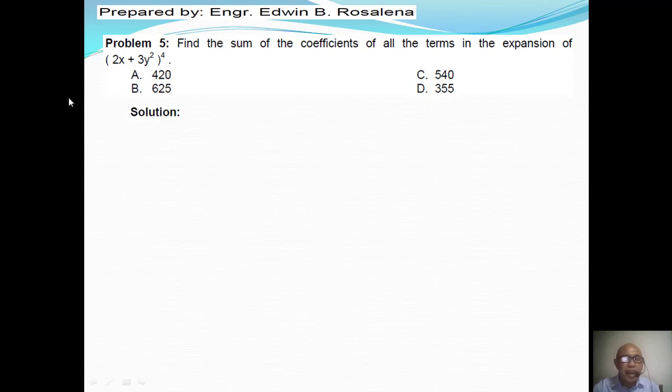So, gawin natin na. I will substitute x equal to 1, I will substitute y equal to 1, and I will evaluate this binomial raised to the power 4. So, I have it here: (2 times 1 plus 3 times 1) to the power 4. Lahat-lahat dito inside the parentheses, we have 5. So, 5 to the power 4 is 625. So, the answer for this problem is 625.